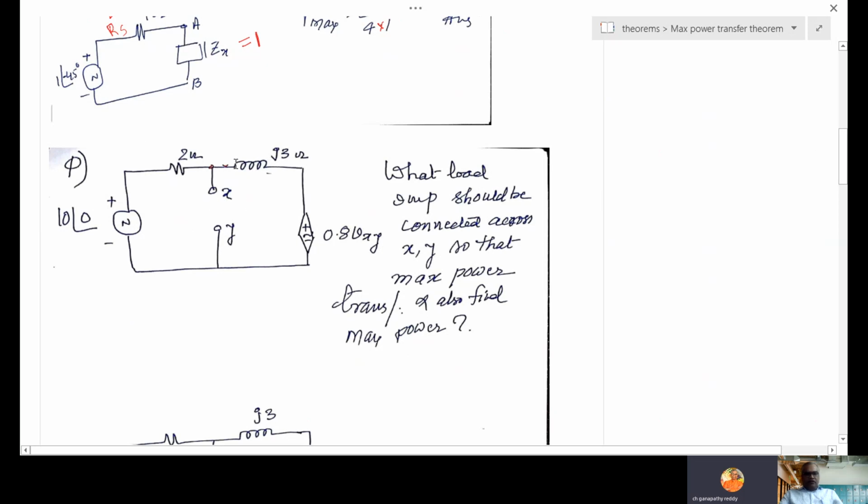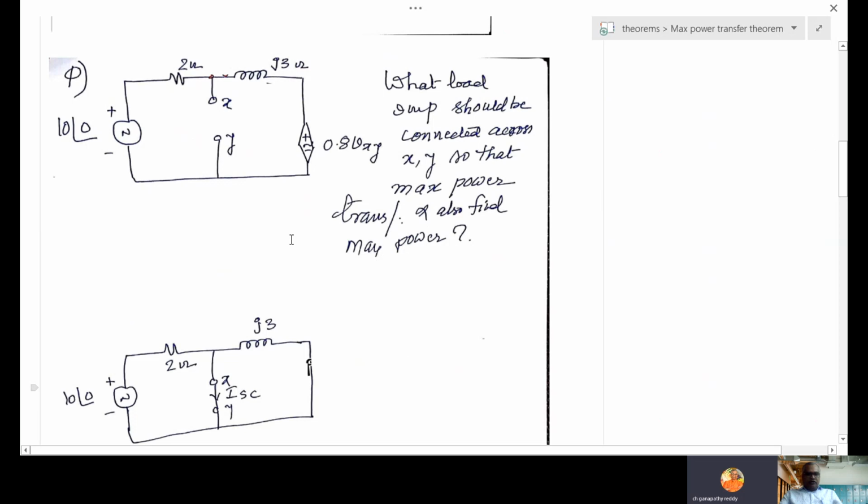VXY is the voltage across X and Y. Now again, replace this network with its Thevenin equivalent looking from X and Y. But in the process of finding the Thevenin equivalent, it comes under Thevenin's second category: some sources are independent, some are dependent. So first you find the open circuit voltage, second you find the short circuit current, and taking the ratio you get Z Thevenin. First, the open circuit voltage.